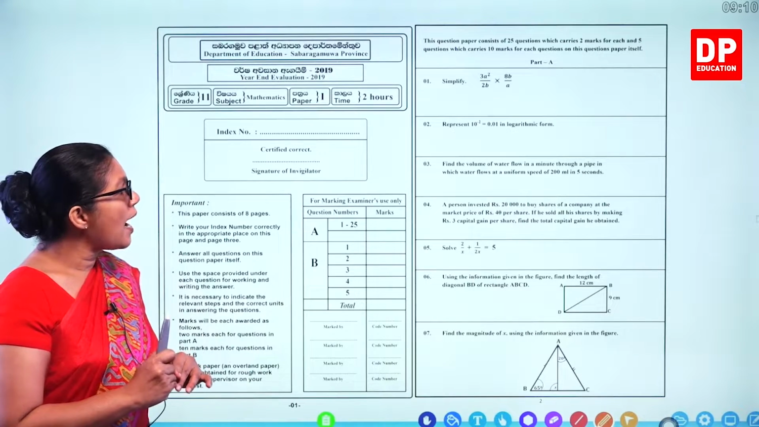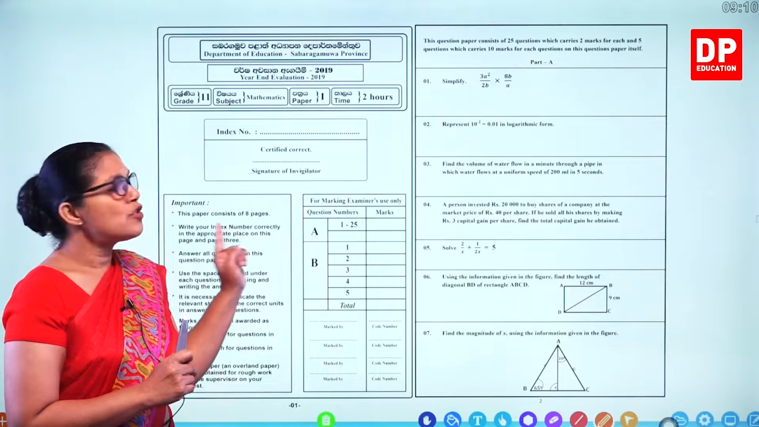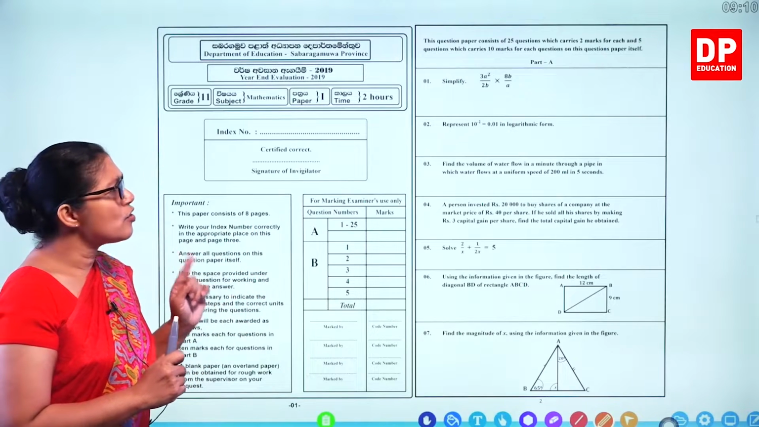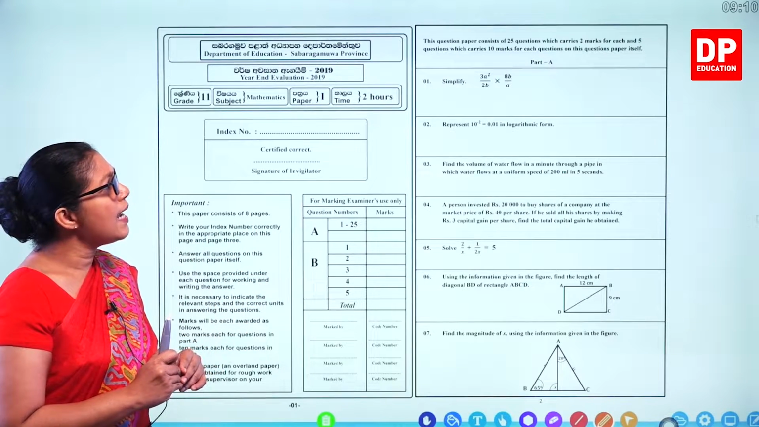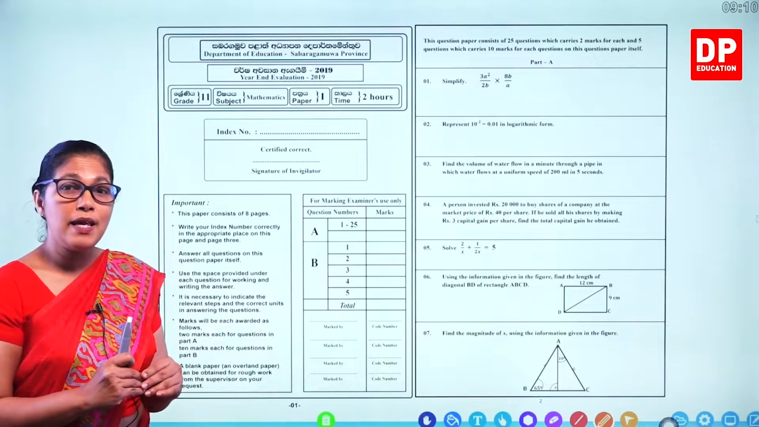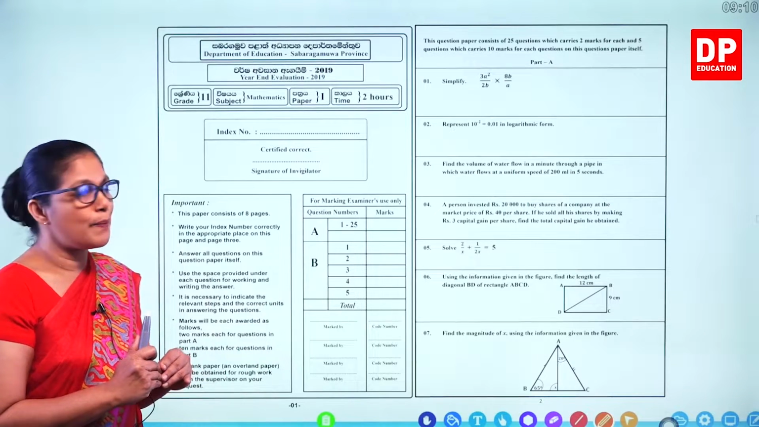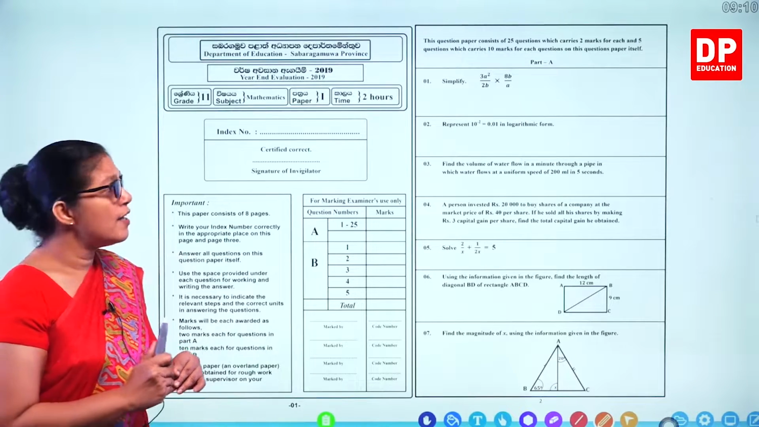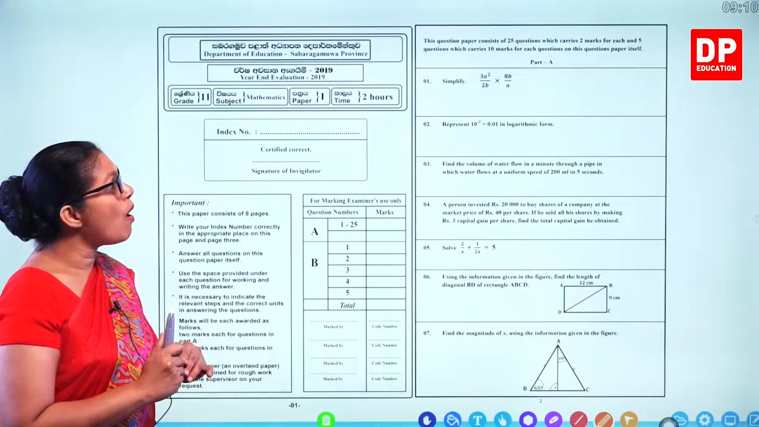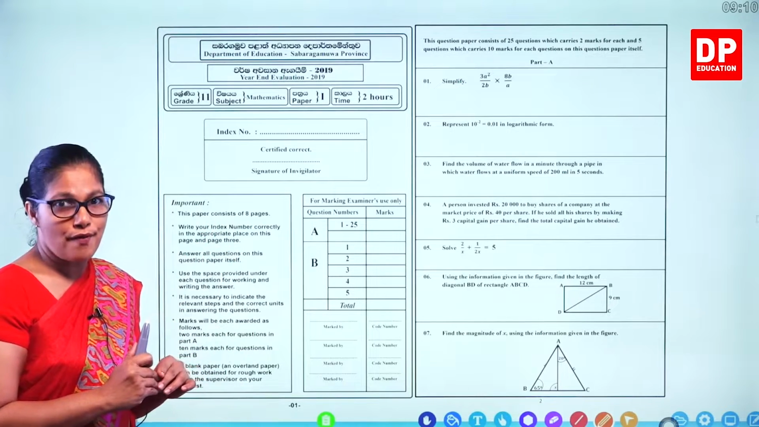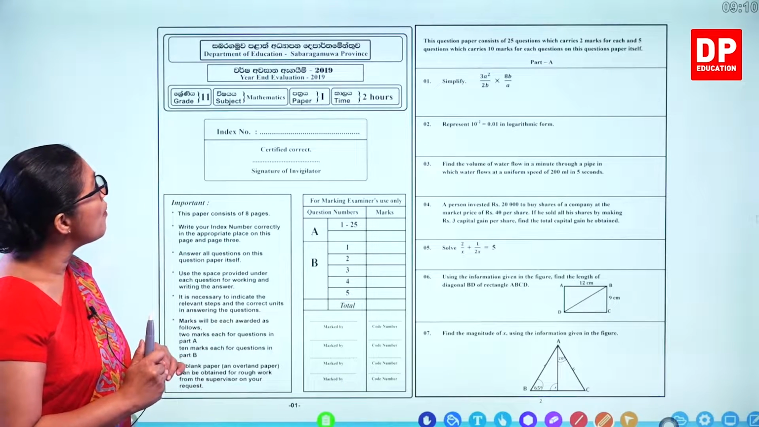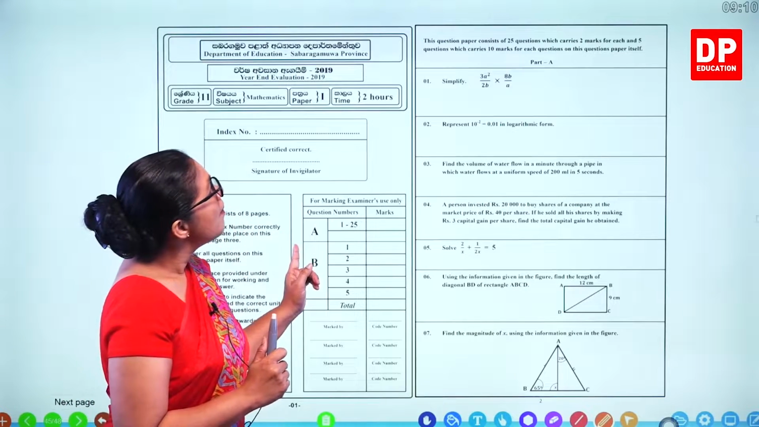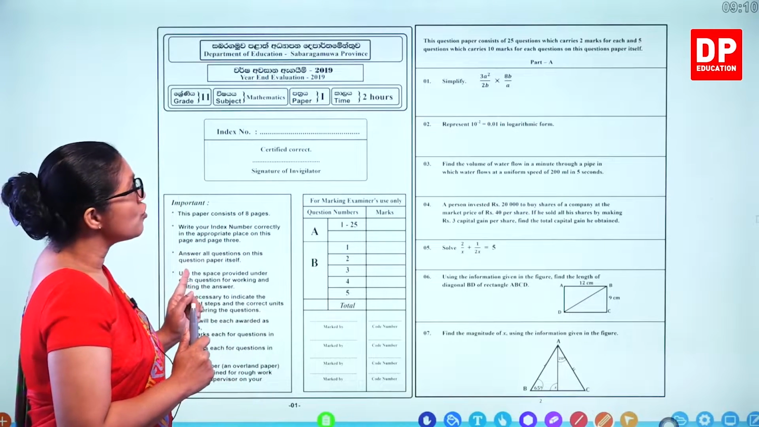And what about time? Spend 2 minutes maximum for each question in part A, and in part B you can spend 12 minutes per question. So the spaces are given in this paper. So make sure that you write all the answers in the space provided. So let's do paper 1. So this is part A. You get 25 short questions.